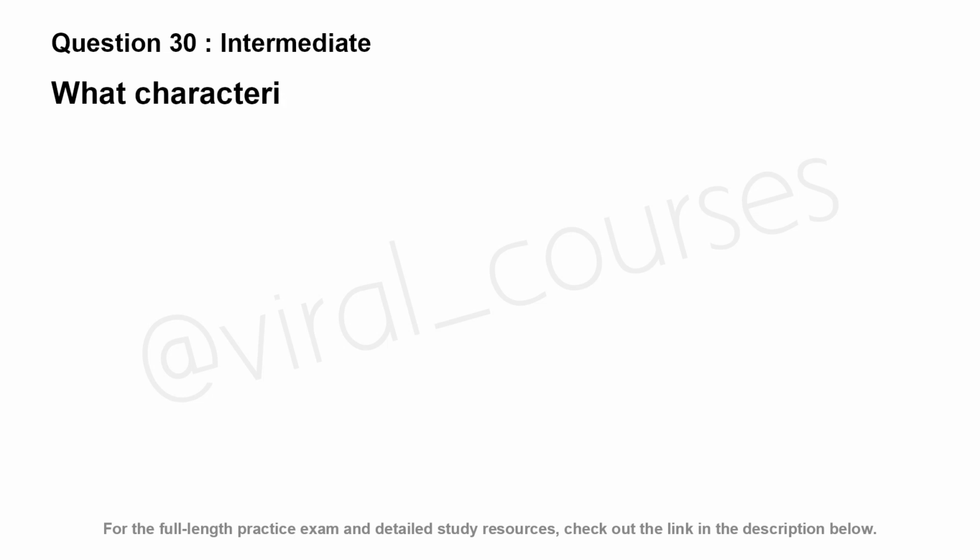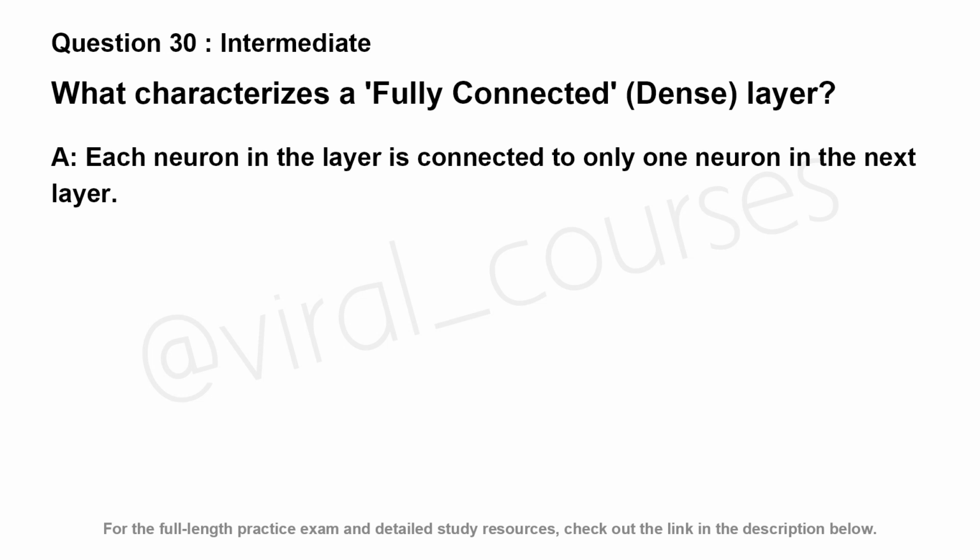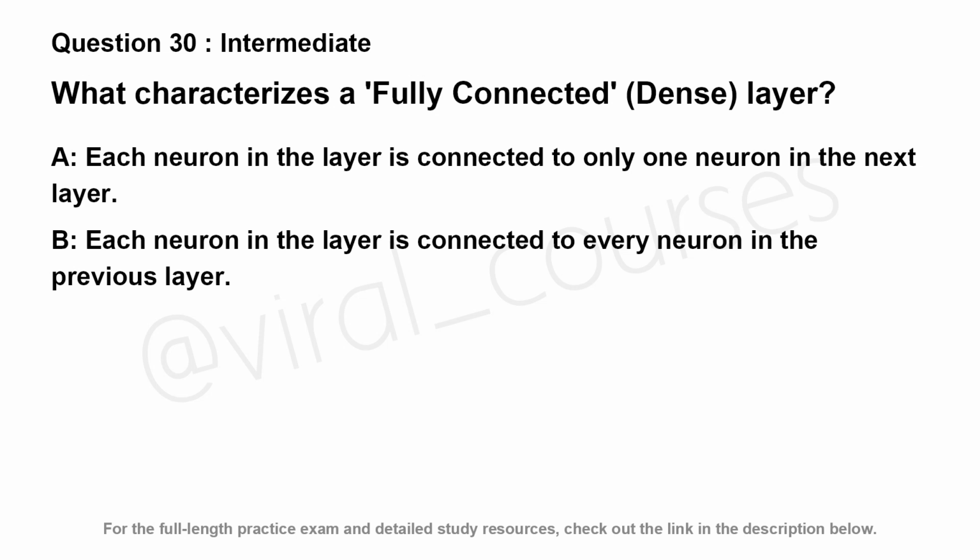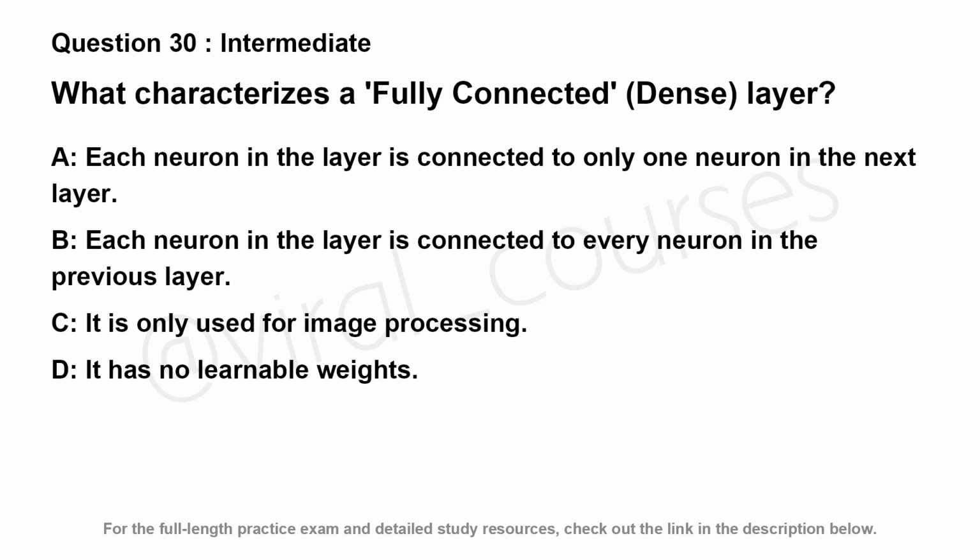What characterizes a fully connected, dense layer? Option A, each neuron in the layer is connected to only one neuron in the next layer. Option B, each neuron in the layer is connected to every neuron in the previous layer. Option C, it is only used for image processing. Option D, it has no learnable weights.